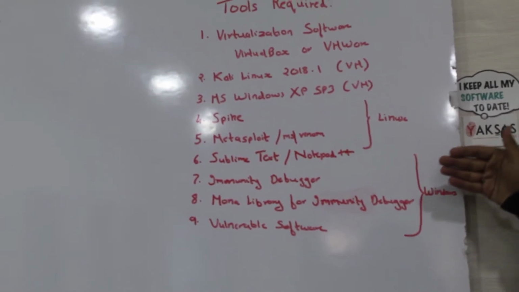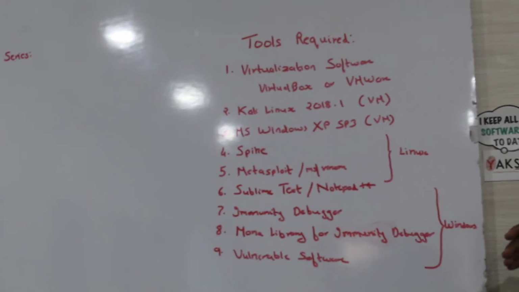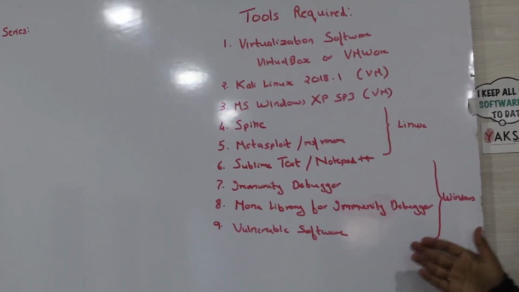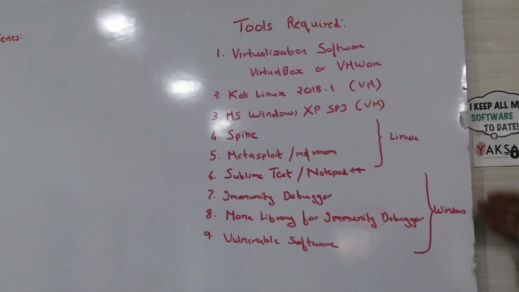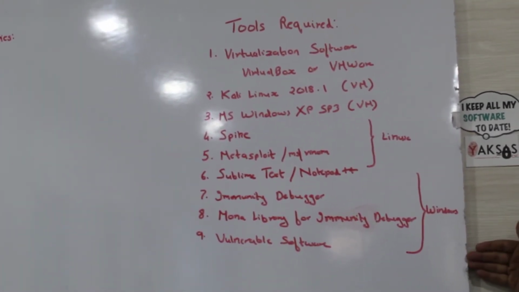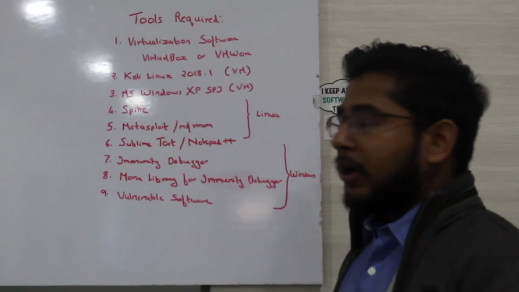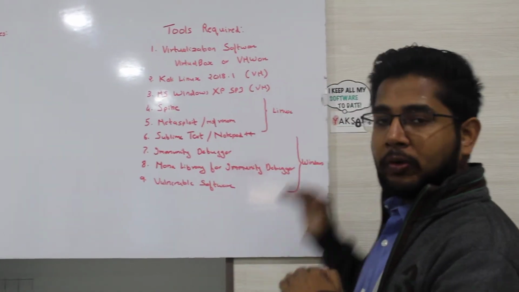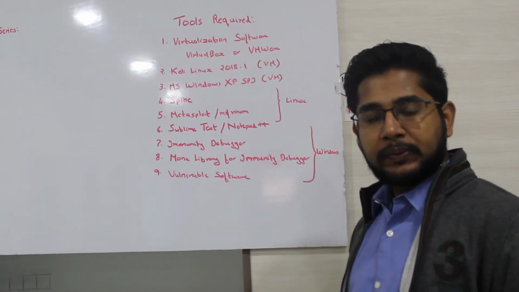And we need Immunity Debugger, which is a free-of-cost debugger, the Mona library for Immunity Debugger, and vulnerable software depending on the technique that we'll be exploring. These 4 software will be required on the Windows box. In the introduction section of each video series, I will cover this step again on what tools are required and where to obtain them. So don't worry about how to obtain these tools.